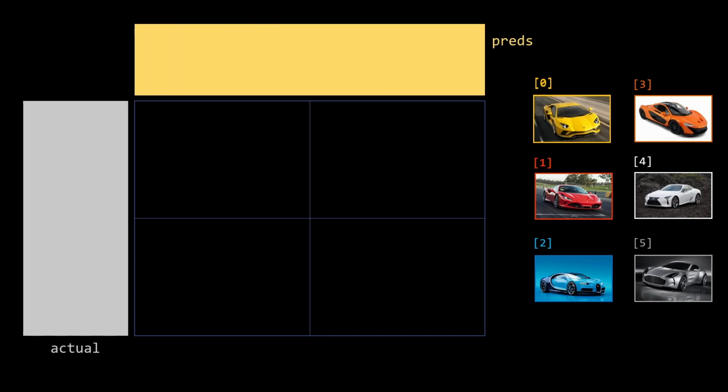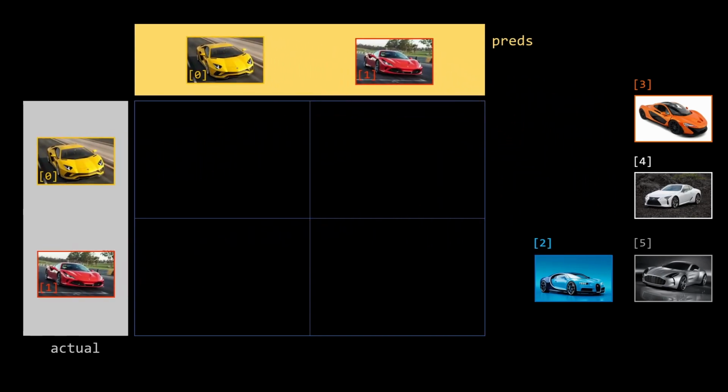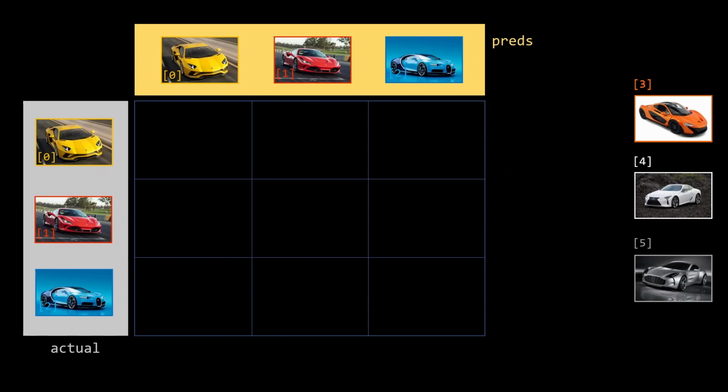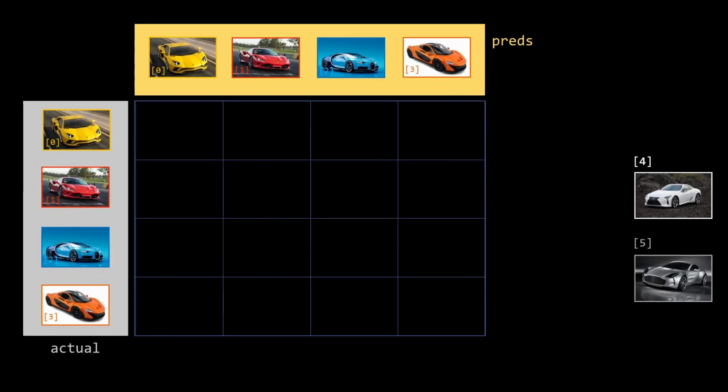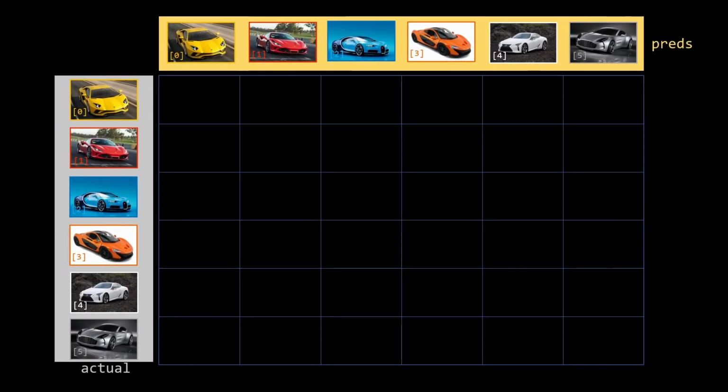Going back to our contingency table, seeing that the rows were the actual and the columns were the predicted. In our case of a binary, we were able to sort it as such. But now, let's say we want to include the Bugatti. Now it becomes a 3x3. For a McLaren, it becomes a 4x4. And now, including the rest, it becomes a 6x6.